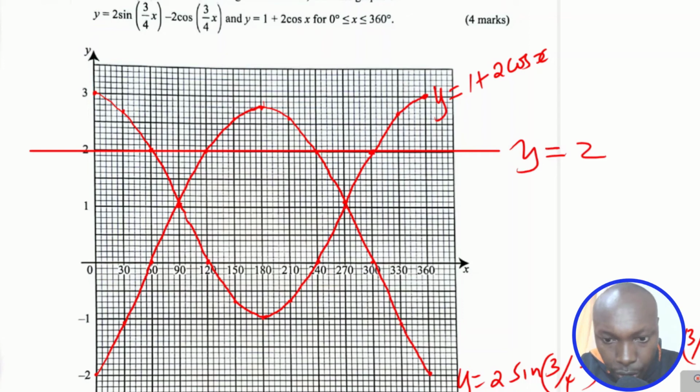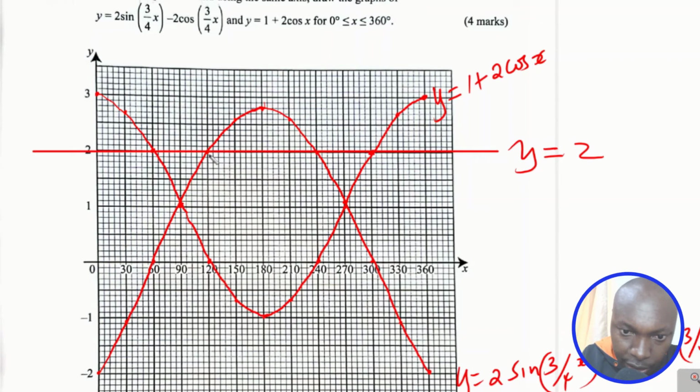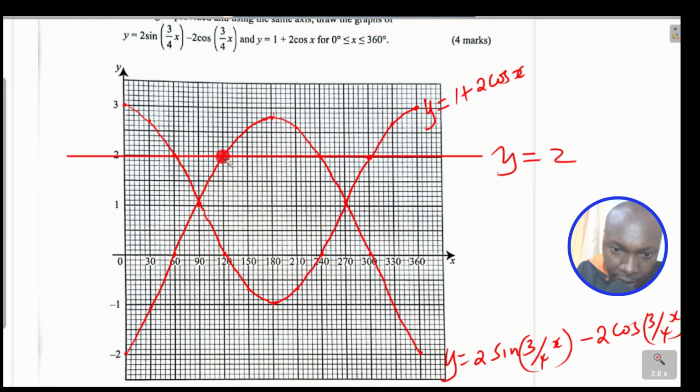Now you need to check at what point that line is intersecting with this curve that is here. At which point? You notice it intersects that curve at these two points. We have this curve, which is y is equal to 2 sine 3 over 4x minus 2 cos 3 over 4x. So it intersects at this point. The first point is here, that is x is equal to 120, and also here x is equal to 240. So those are the solutions.